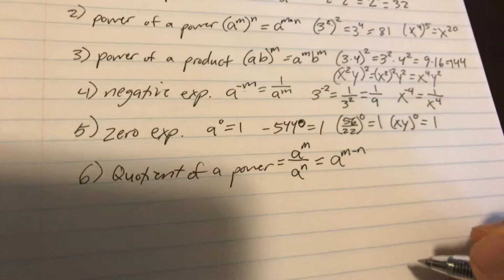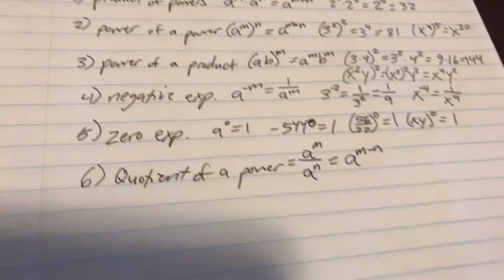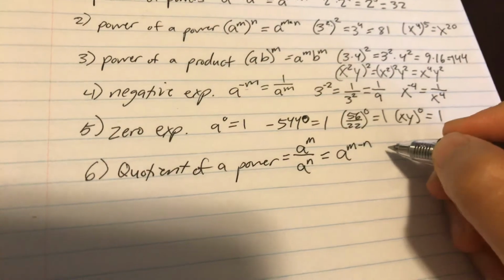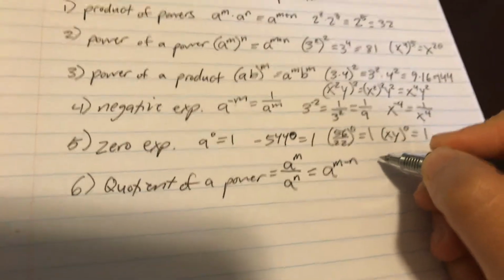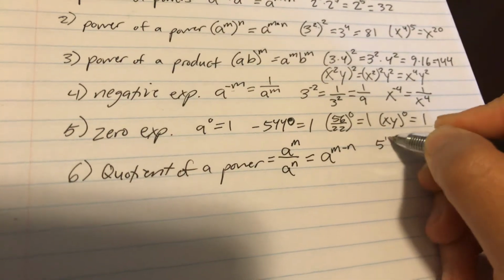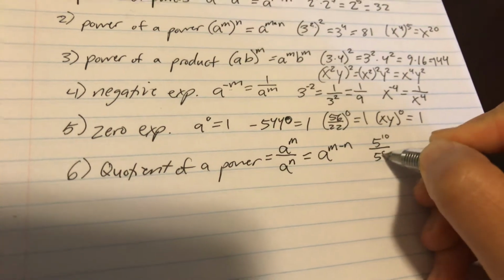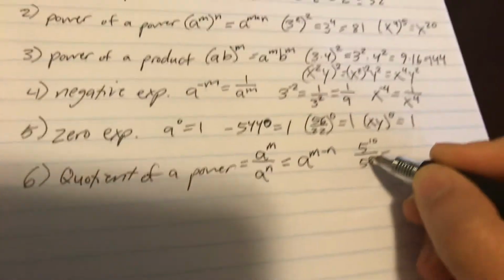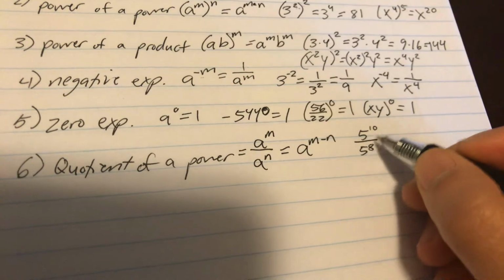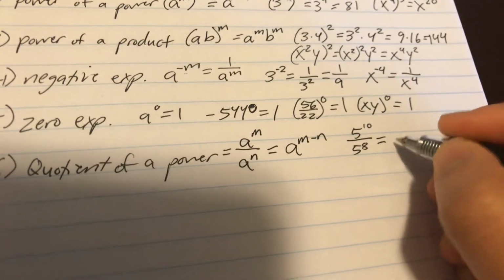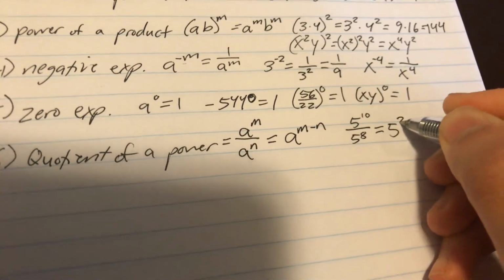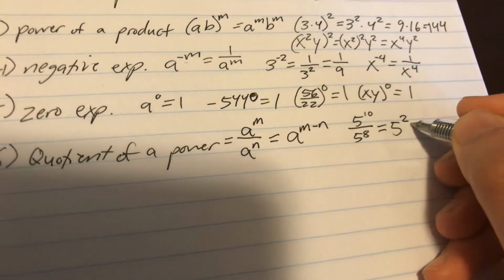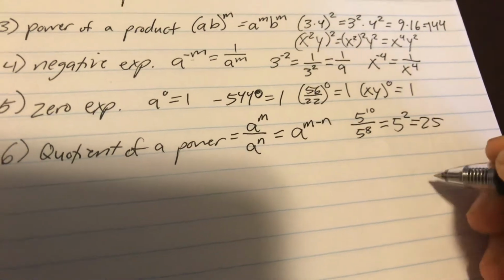Most of these y'all probably should have seen before this. This one might be kind of newer. So, for example, let's say you have 5 to the 10th power over 5 to the 8th power. Since these numbers are the same, I can just subtract these two exponents. So 10 minus 8 is going to be 2. So 5 squared is going to be 25.